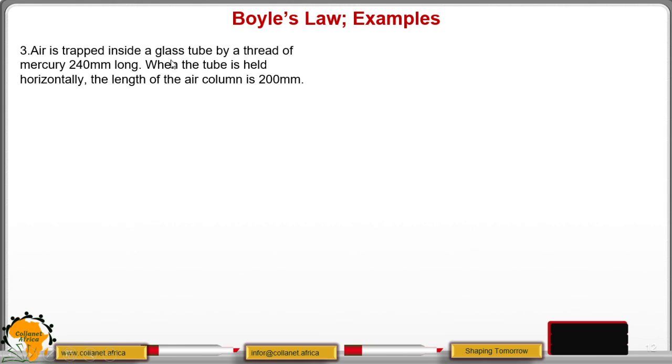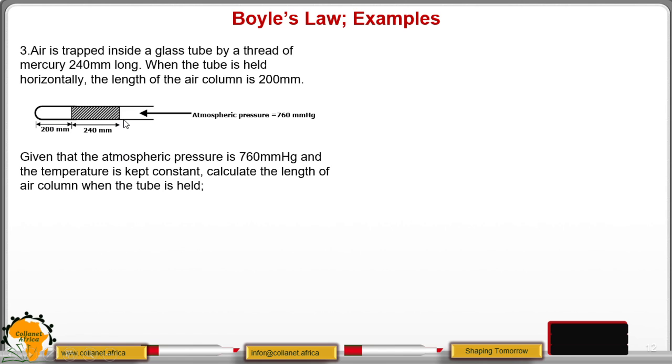Air is trapped inside a glass tube by a thread of mercury 240 millimeters long. Now, when the tube is held horizontally, the length of the air column is 200 millimeters as shown here. We have that it is lying horizontally, we have the atmospheric pressure, we have the volume here, and we have the thread of mercury. Now, given that the atmospheric pressure is 760 millimeters of mercury and the temperature is kept constant, calculate the length of air column when the tube is held vertical with the open end up.